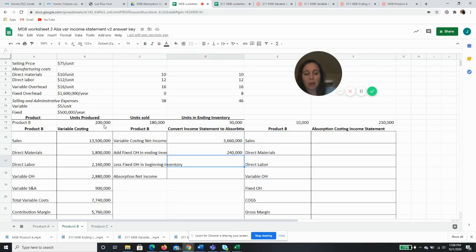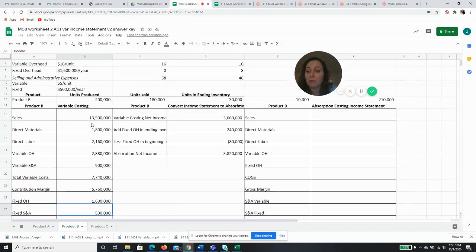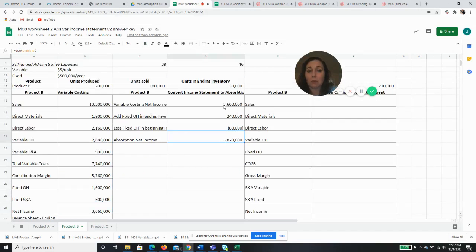Again, with the same numbers. So I take 10,000 units times the fixed overhead per unit under absorption costing of 8, and I'm going to subtract 80,000. So if I just add all that up, I expect my absorption net income to be $3,820,000. And since I sold less than I produced, I know from worksheet 1 that I expect net income under absorption to be higher than variable. And that's exactly what I'm projecting here.